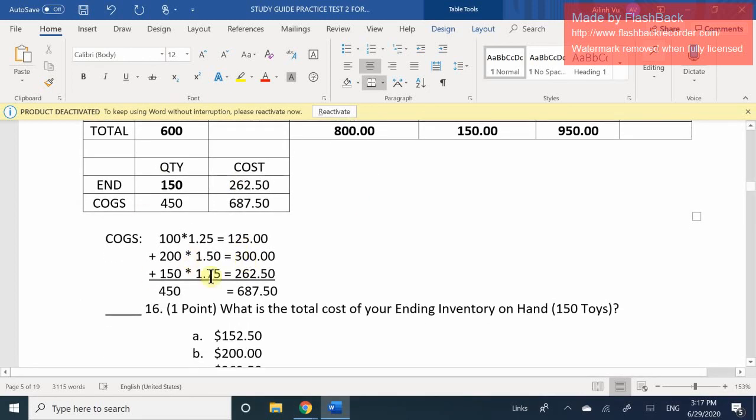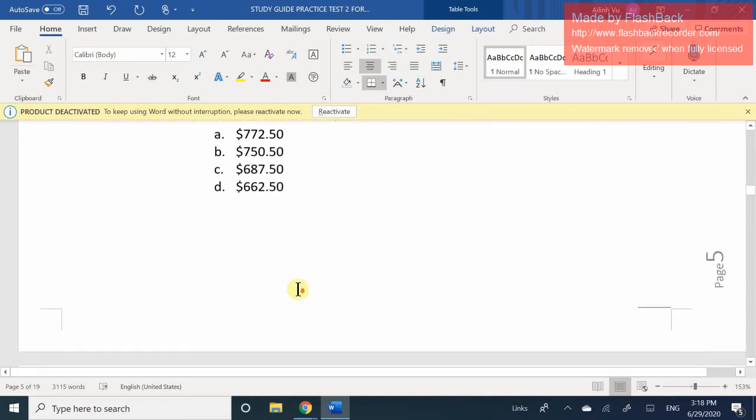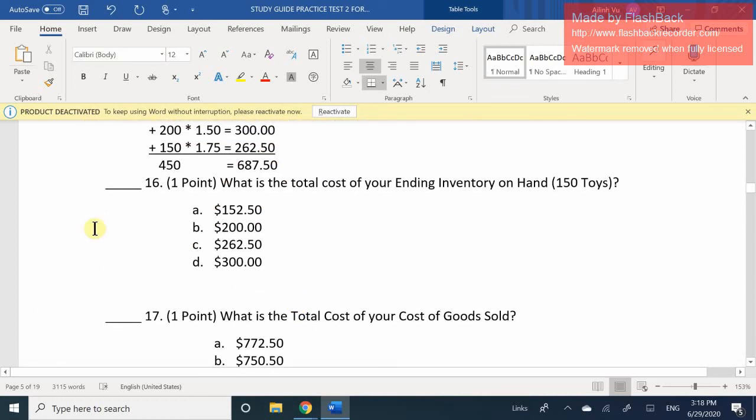All right, so here we solved it right here. You need to add all these three numbers together to get 450, and you need to add all these numbers to get $687.50. All right, so let's go ahead and answer these questions here.